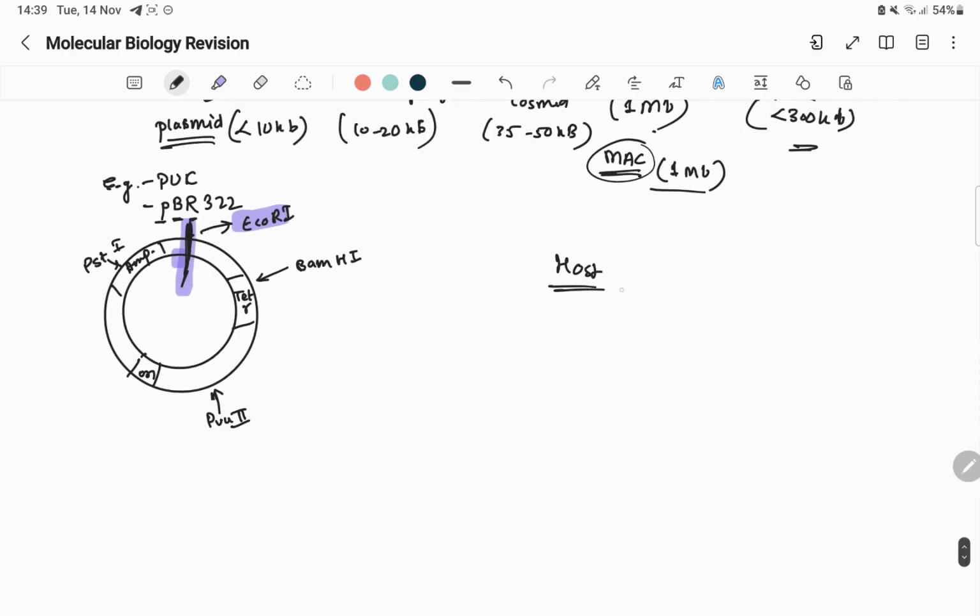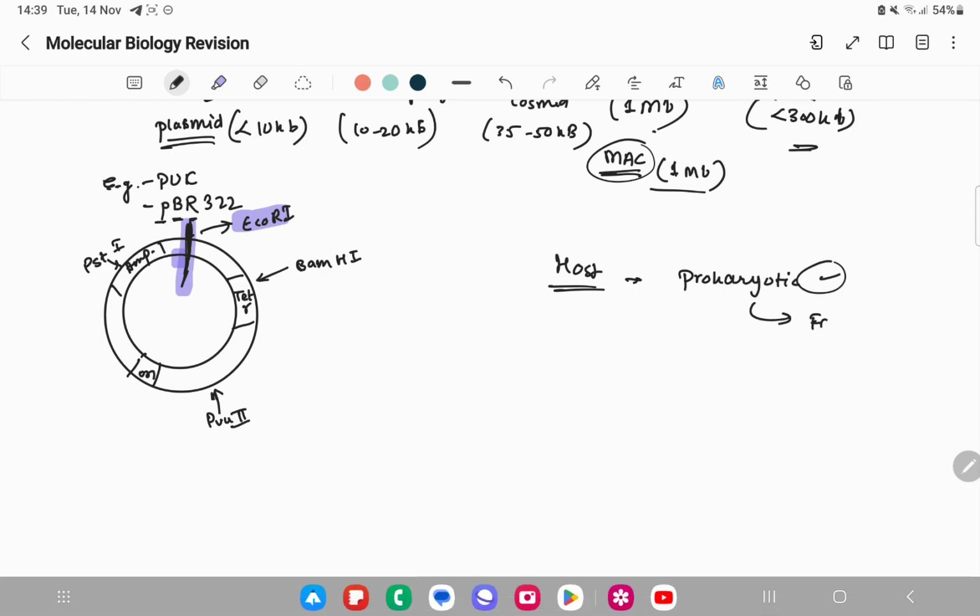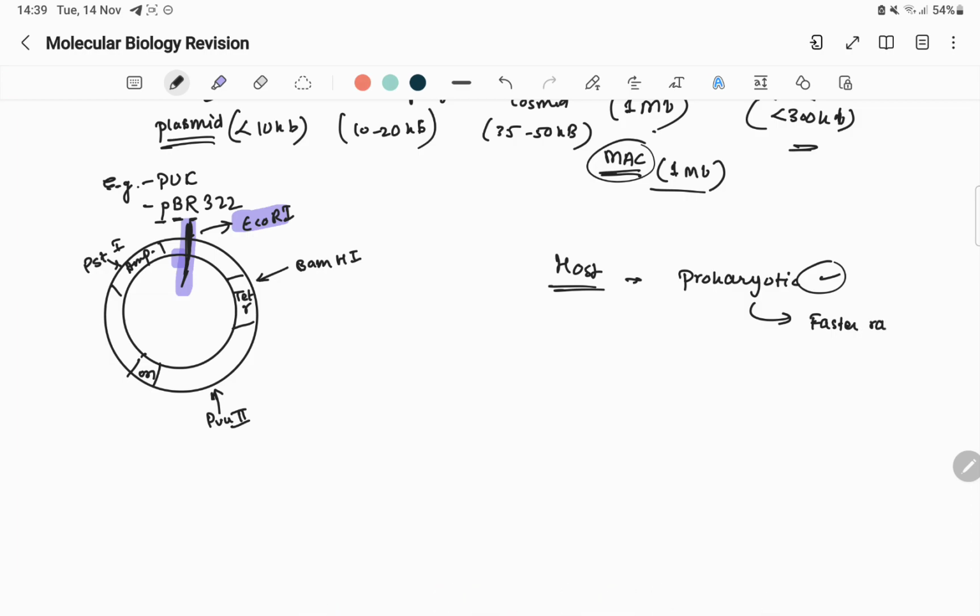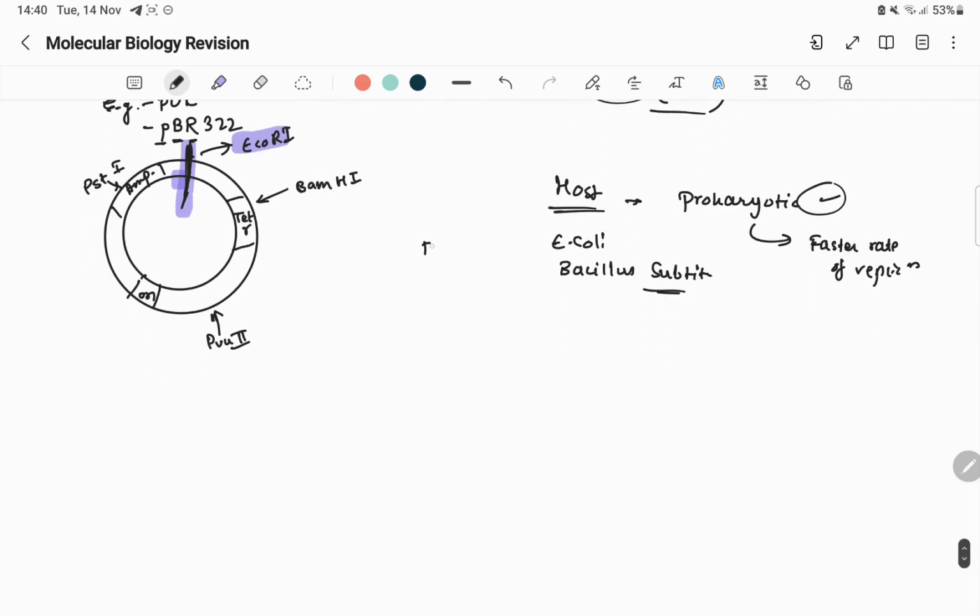Hosts, what are hosts? Generally prokaryotic hosts are preferred, due to the faster rate of replication, like your E. coli and Bacillus subtilis. In eukaryotic hosts also, lower organisms are preferred, like fungi or plant cells. These can also be eukaryotic hosts, but prokaryotic hosts are preferred.